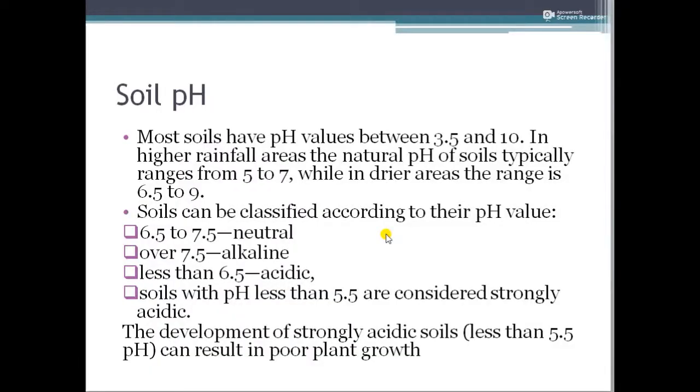Based upon the pH, we can classify the soils: 6.5 to 7.5 is considered a neutral range, above 7.5 is considered the alkaline range, and less than 6.5 is acidic. A pH less than 5.5 is considered strongly acidic in nature. So this is what we covered about soil pH. We have three main classifications: neutral, alkaline and acidic soils, as well as strongly acidic soils.